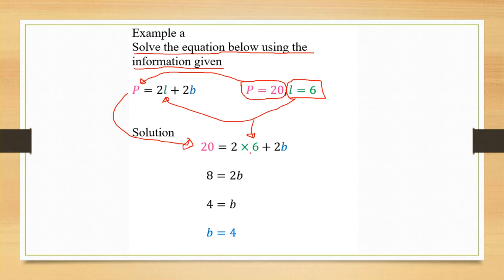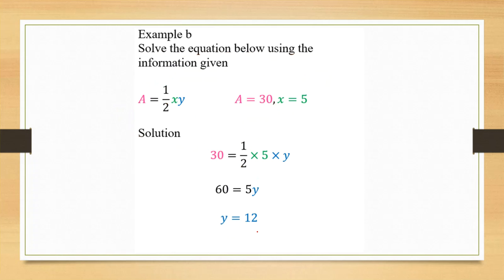2 6s are 12. So 20 equals 12 plus 2b. So we're also minusing 12 from both sides. That's the step that you need to annotate into your notes. 20 take away 12 is 8. So 8 equals 2b. And then we divide by 2. So 4 equals b. And we prefer to write that as b equals 4. So what we're doing is we're substituting in the numbers that we're given. So in this case, it was 20 and 6, and then solving an equation.